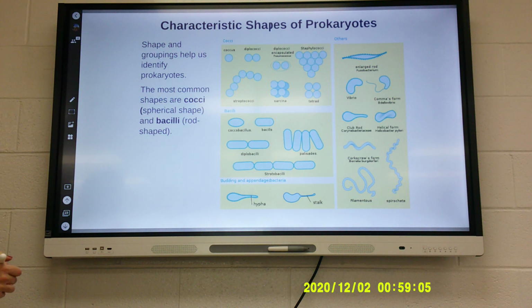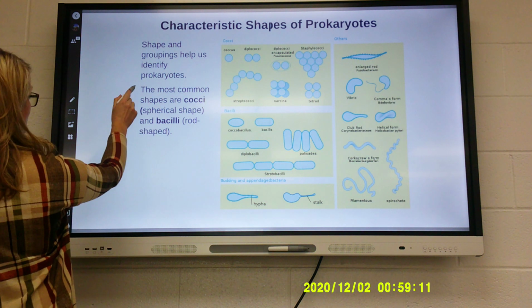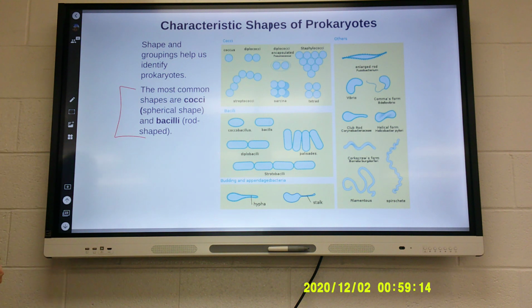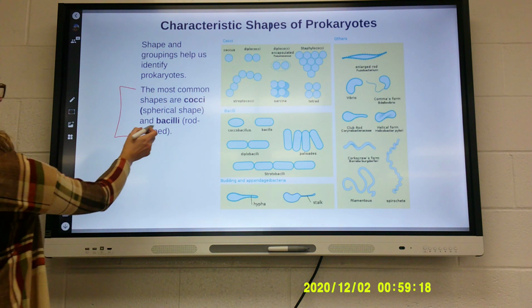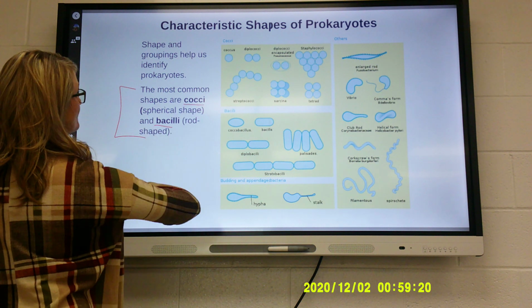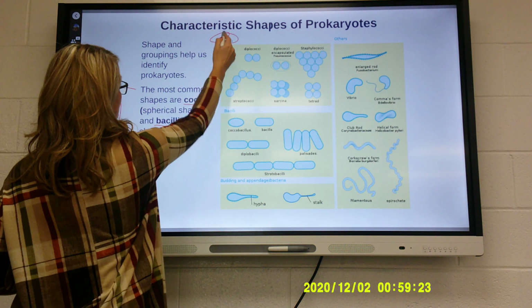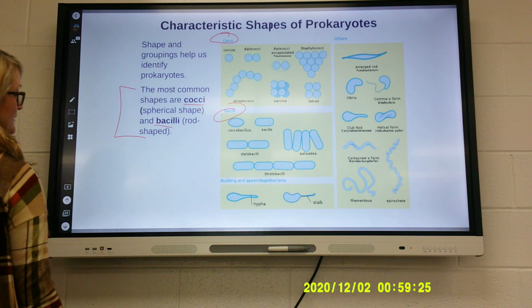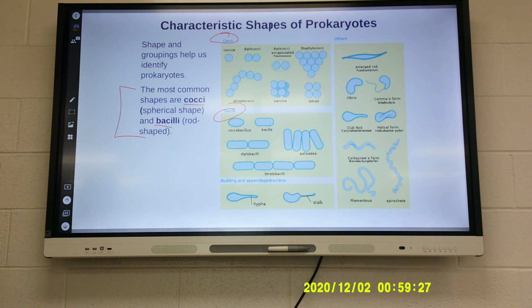Characteristics, shapes of prokaryotes. Shapes and groupings help us identify prokaryotes. The most common shapes are cocci, C-O-C-C-I, or a spherical shape, or bacilli, which is a rod shape. So there are the different examples that show you how the different shapes they can take on. Bacillus, coccus, streptococci, again, just many different types.